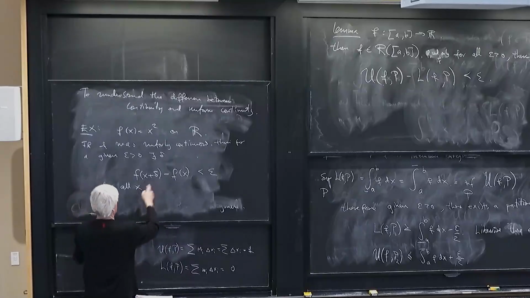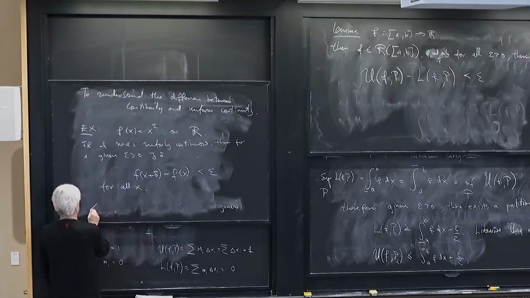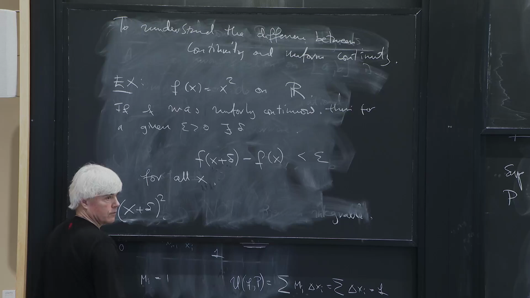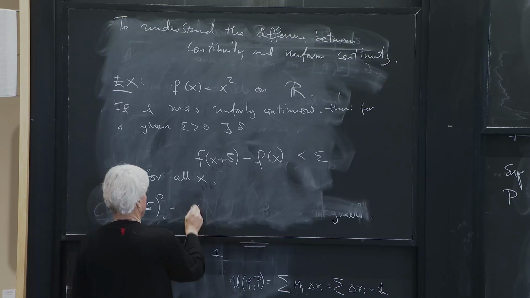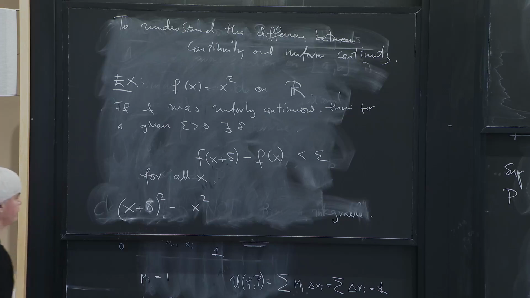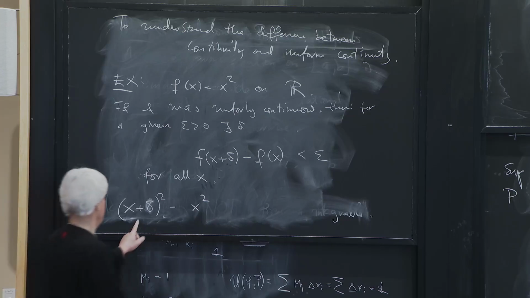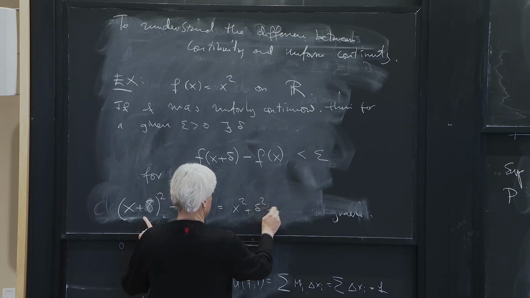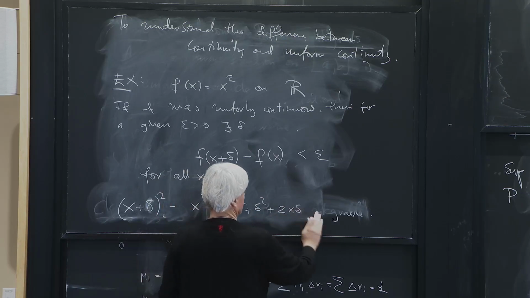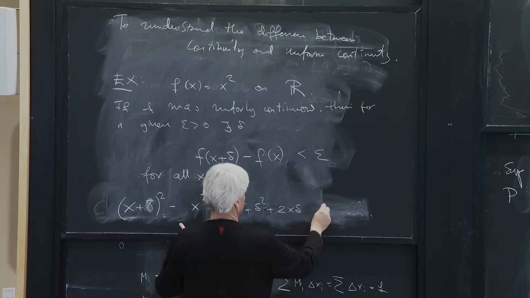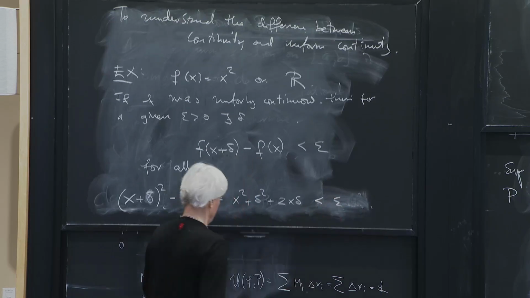But what is this here? This here is (x + delta) squared. That's the value of the function in this, and this is the value of the function in x, right? But this thing here, just squaring out, gives you x squared plus delta squared plus 2x delta, right? And this thing here would have to be less than epsilon, right?